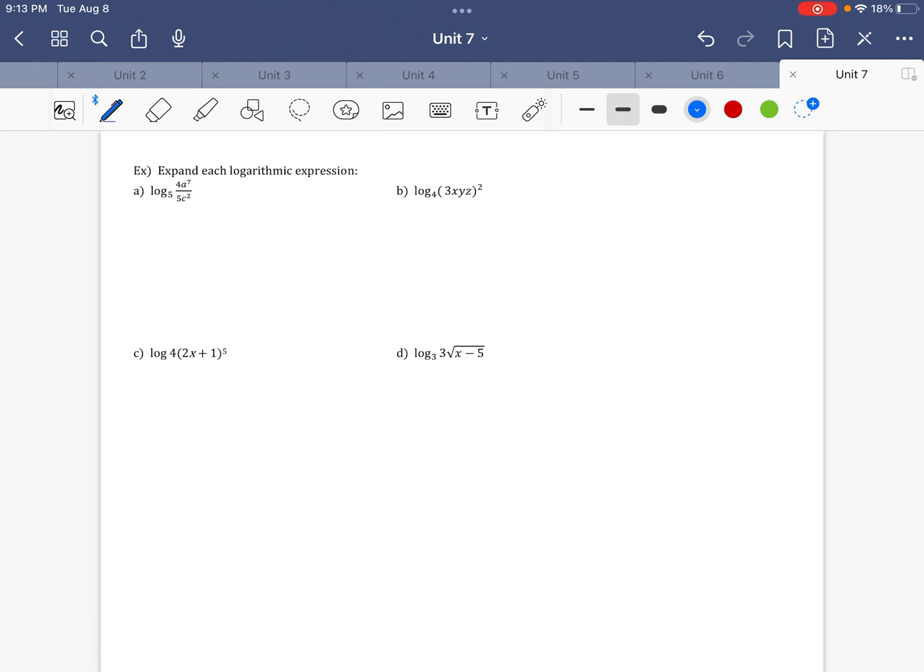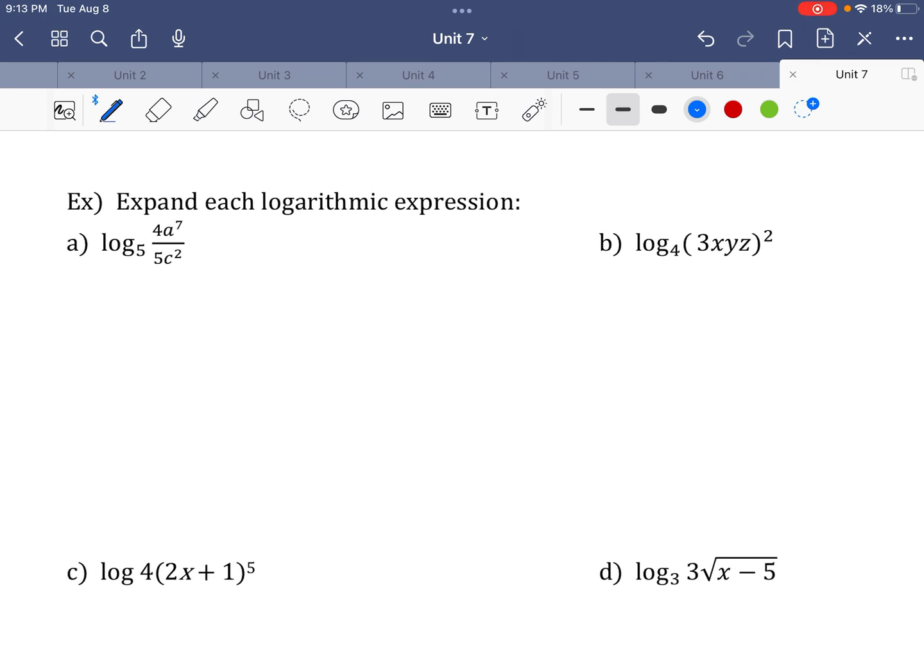All right, now here we're going to be expanding. You don't do this as often, but sometimes. So we're going to basically do backwards of what we did before. I need to see this part. This is 1, 2, 3, and that c squared is my 4th piece. So this is going to break out into 4 different logs.